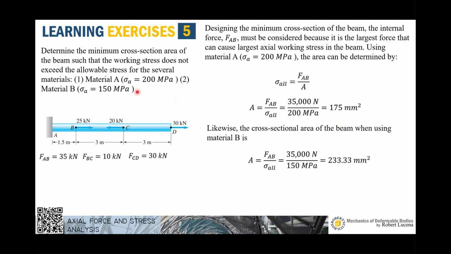Okay, so material A actually has higher strength than material B. So this will require less area. On the other hand, since material B is weaker than material A, it requires a larger area. So using material B requires larger area than using material A. So this portion is designed because you are designing the cross-sectional area, you are selecting the material for the system to be working or to be in order or in safety.